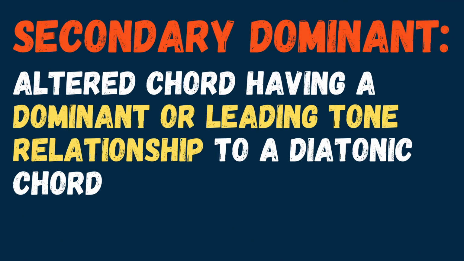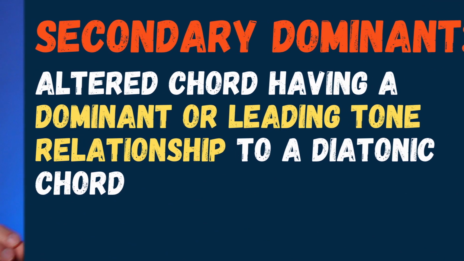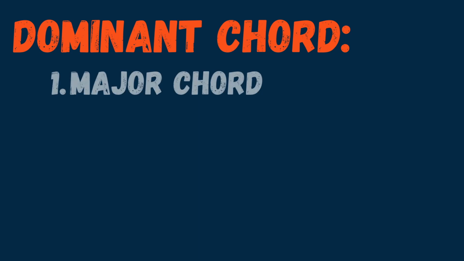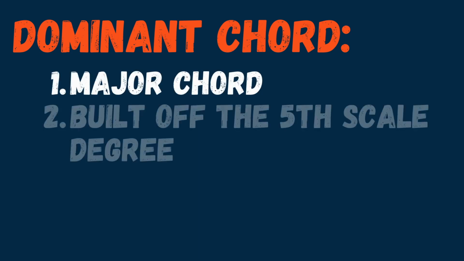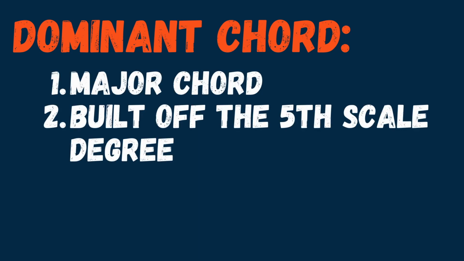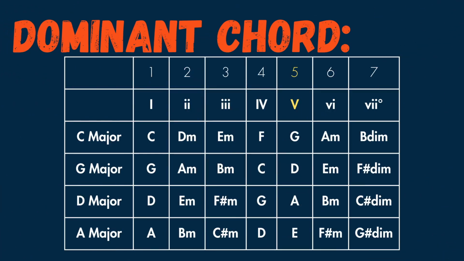The next part is a dominant or leading tone relationship. So let's break down what a dominant chord is. A dominant chord is by definition two things. One, it is a major chord, and two, it is built off of the fifth scale degree in any key. So in C major, G major would be the dominant chord. In G major, D major would be the dominant chord. In A major, E major would be the dominant chord.